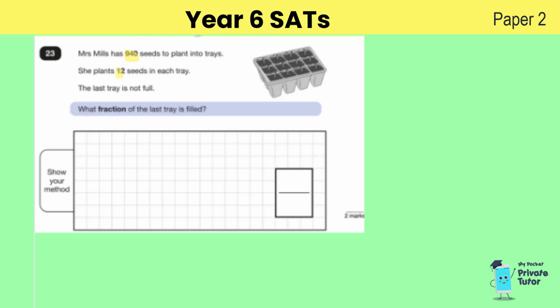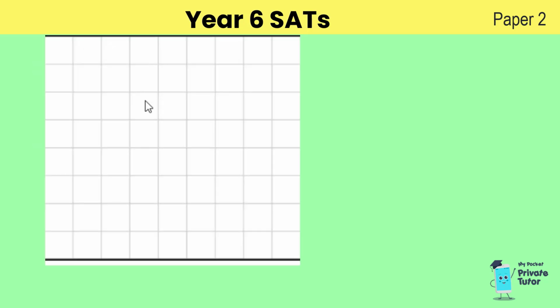If we have 940 seeds to plant into trays, we can visualize these trays, and we know that there are 12 seeds in each tray. The first thing we want to do is find out how many full trays we can get in that 940. Now this is a division, so I'm going to zoom in very quickly. So we're going to do a short division, 940 divided by 12. It's short division because 12 is a times table that we can calculate mentally.